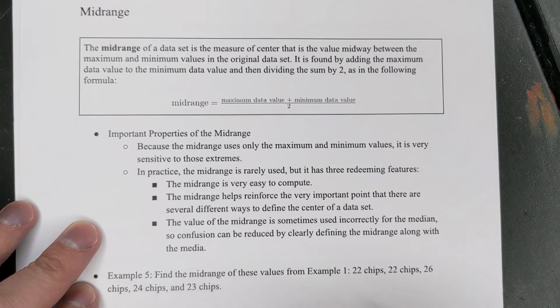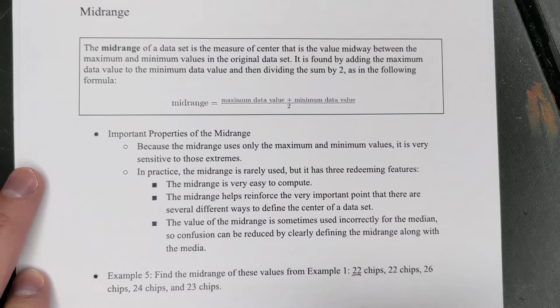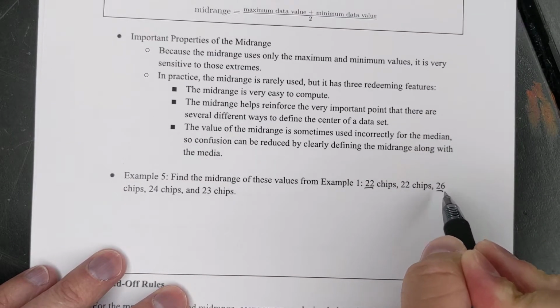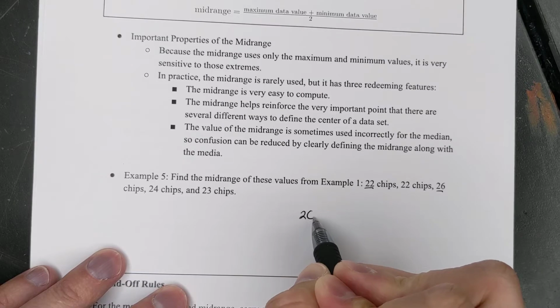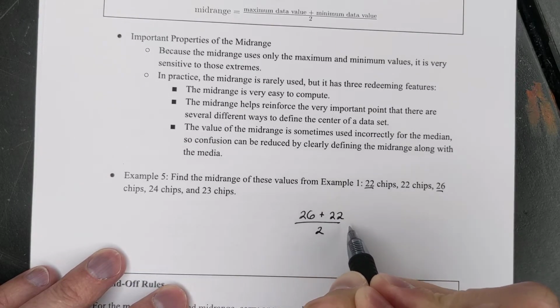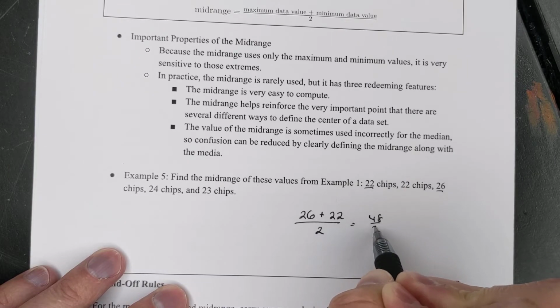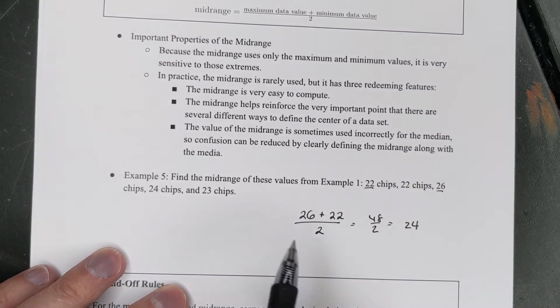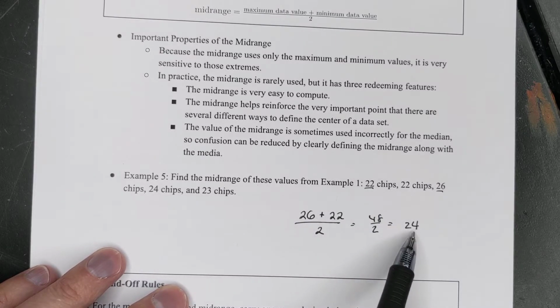So find the mid-range of these values. We need the least and the greatest. So the least is 22. Doesn't matter how many times it appears, it's still the least. And the greatest is 26. So the maximum data value of 26 plus the minimum data value of 22 divided in half. That's 48 over 2, which is 24. Now, since these numbers are pretty well grouped together, this is pretty close to the median. The median was 23.5, I believe, when we had all 5 numbers.